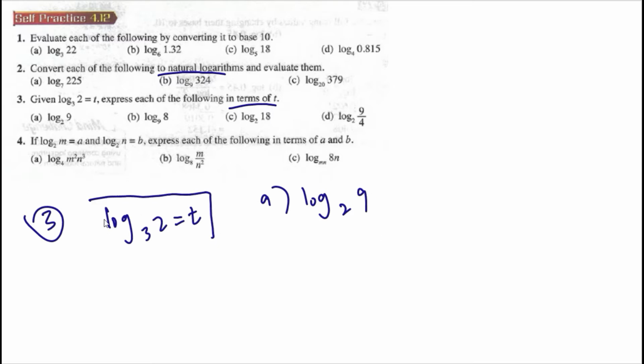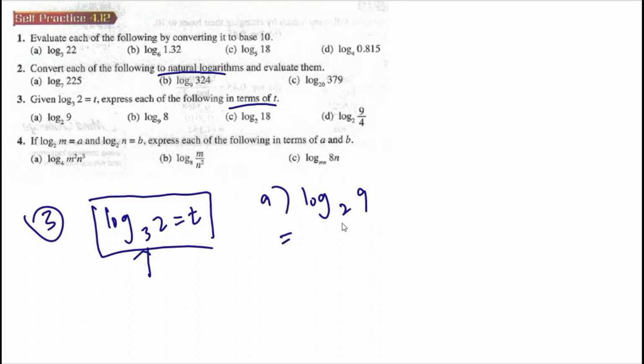Given log base 3 of 2 is equal to t, express in terms of t: a, log base 2 of 9. You see here, log 3 2 is equal to t. It's given the base is 3, so we must change the base to 3.